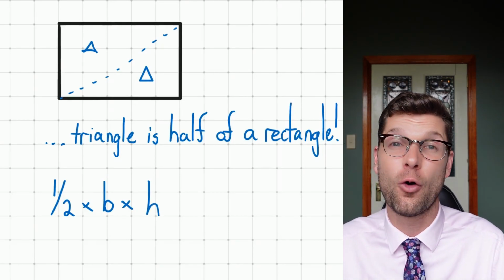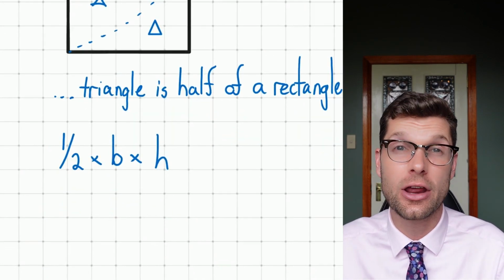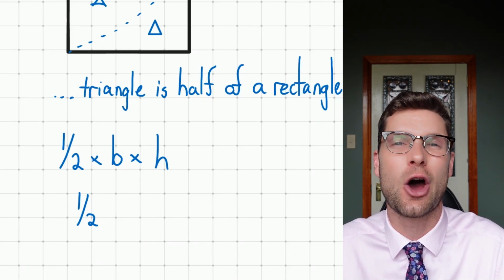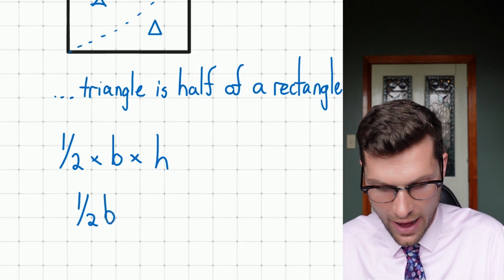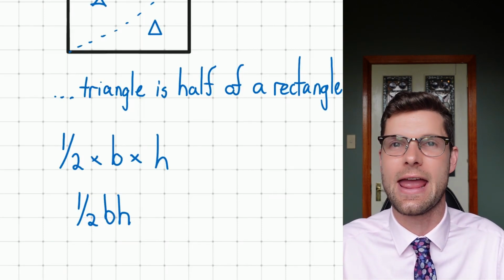So that means the formula is a half times base times height. How you're going to see it written though is without those multiplication signs, just because we don't like those in algebra. So we're going to have a half BH, and that is our formula for the area of a triangle.